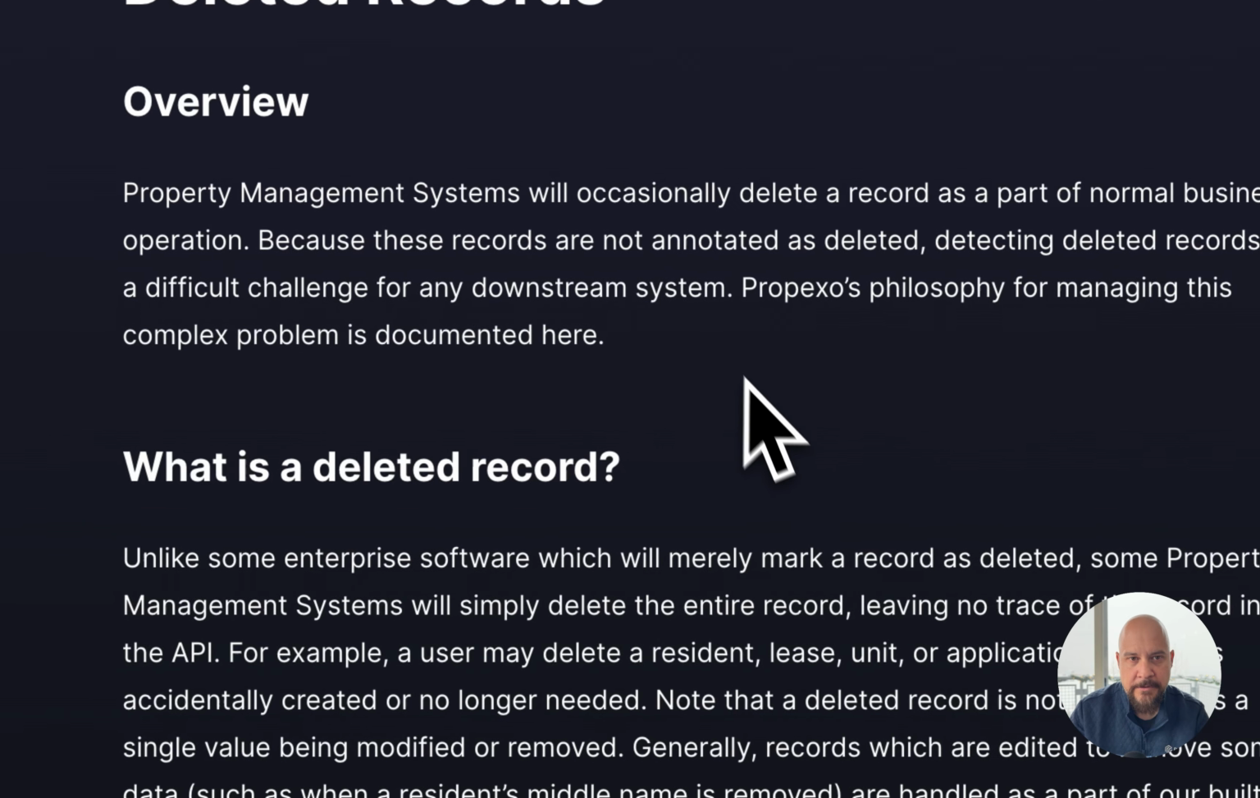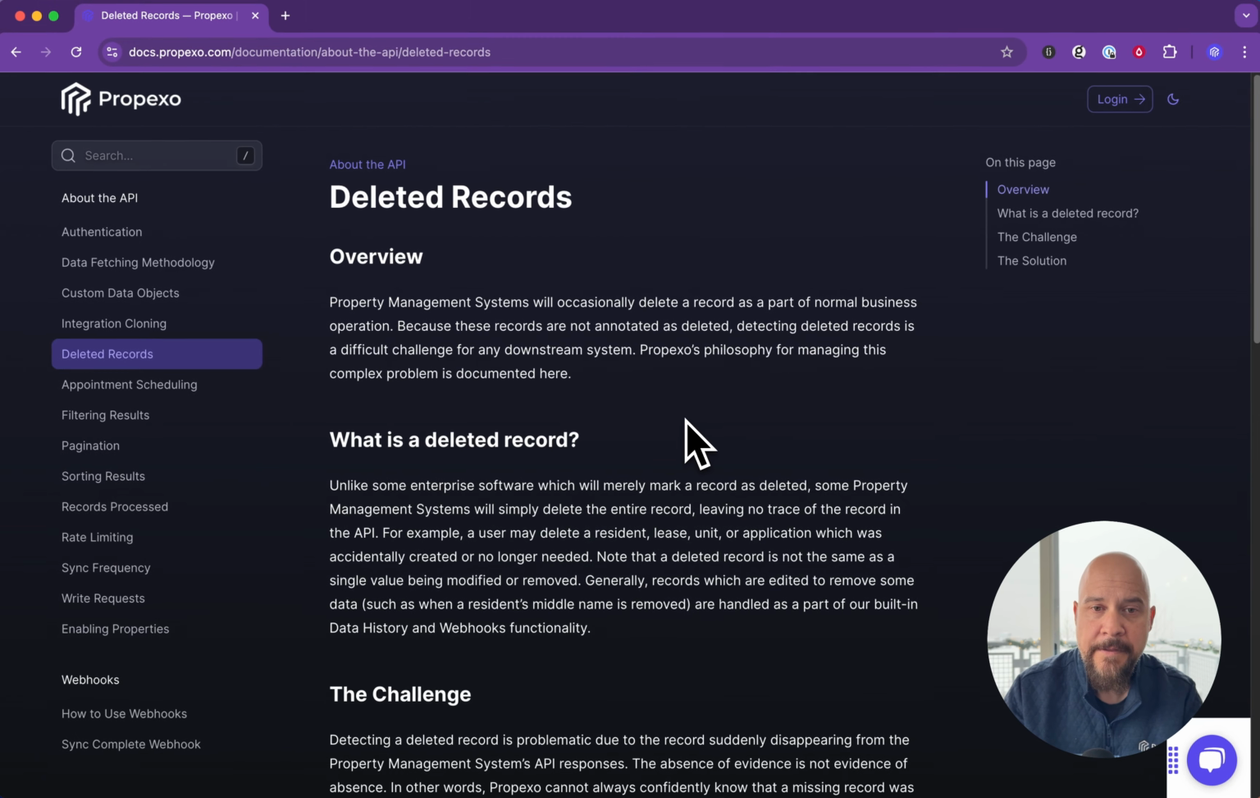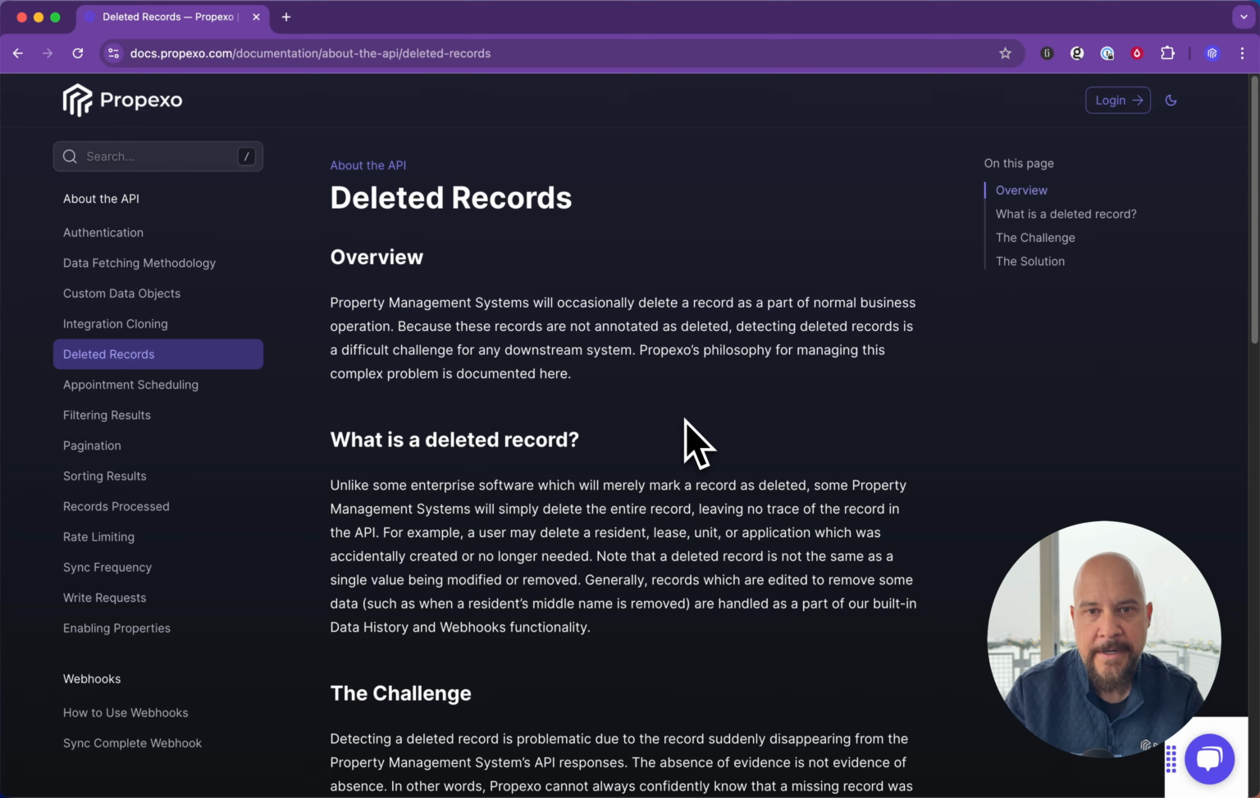Really helpful article here on deleted records, how we think about them, what they are, and how you should think about integrating that concept into your build against the Propexo API.